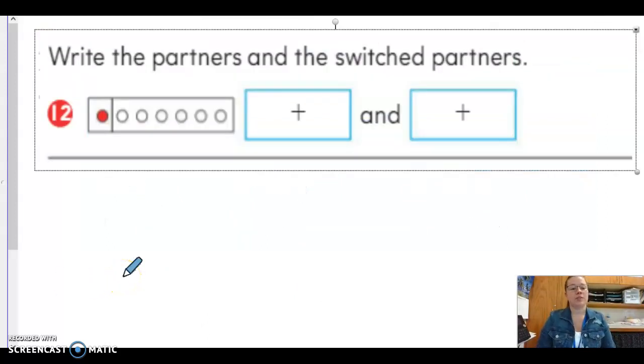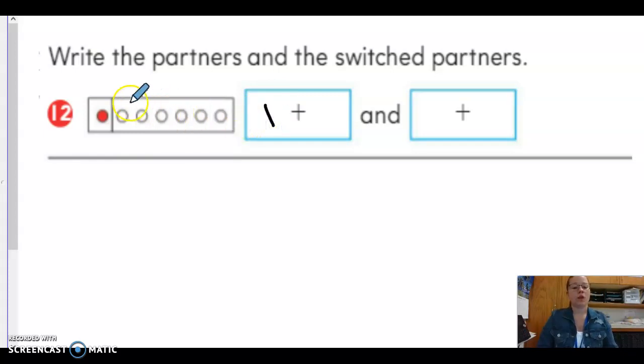The last type of problem that you're going to see on your test tomorrow involves writing the partners and switching the partners. So first, let's figure out what our total is. We have 1, 2, 3, 4, 5, 6, 7. How many are colored in? 1, and 1, 2, 3, 4, 5, 6 are not colored in. So if we have 1 and 6 and we switch those partners or we reverse them, we end up with 6 and 1.